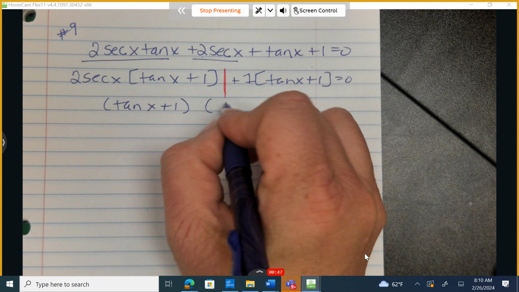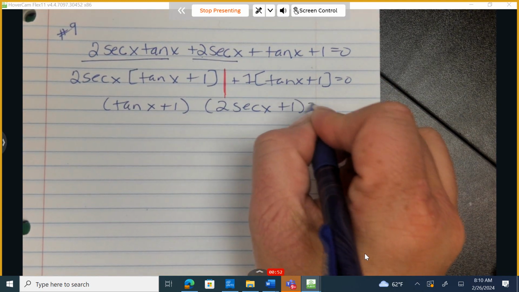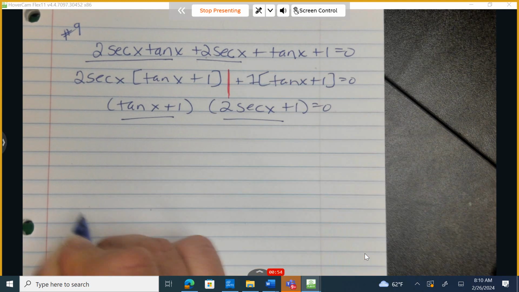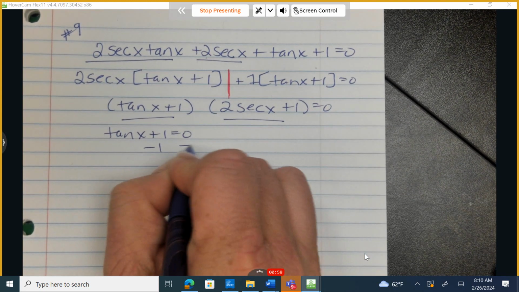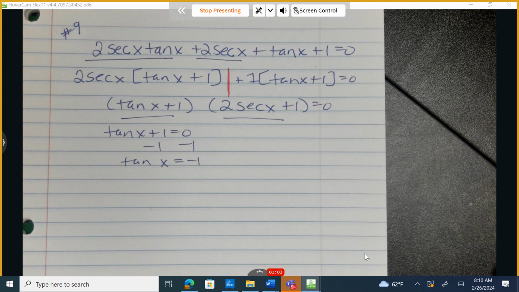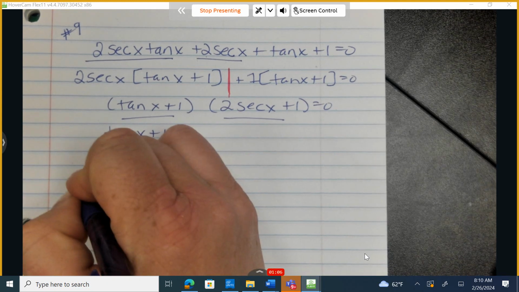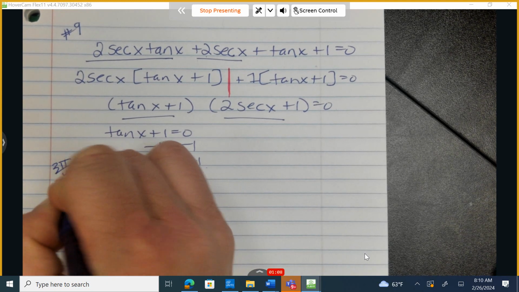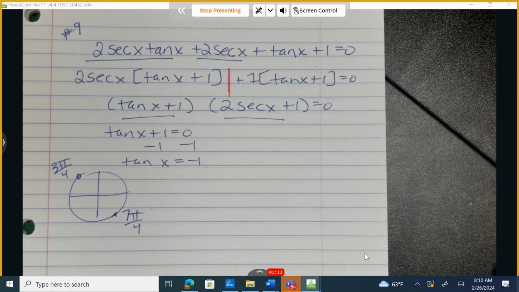Now what's in front of the first group? A 2 secant of x. In front of the second group, a plus 1. I'm going to set each quantity equal to 0, and I'm going to solve. So tangent of x plus 1 equals 0, subtracting 1 from both sides. And where is the tangent of x equal to negative 1? Well, the tangent of x is equal to negative 1 both at 3 pi over 4 and at 7 pi over 4. And so would I mark that wrong?